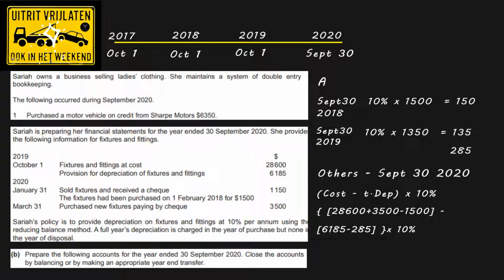So from that, the total net of this we multiply it with 10%. So that should give us 30,600 minus 5,900 times 10%. So depreciation charge for the year should be 2,470. Okay, so yeah, these are the workings that you need before we can work on the T account itself. Now I would suggest you guys write this down on a piece of paper, and then we will do the first account, which is your fixtures and fittings account.